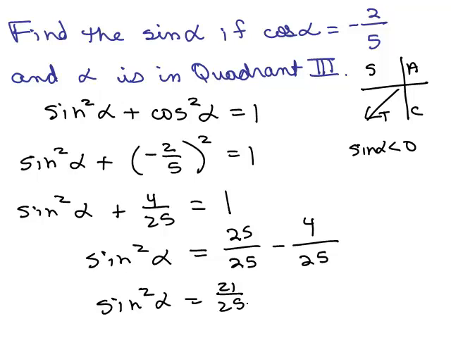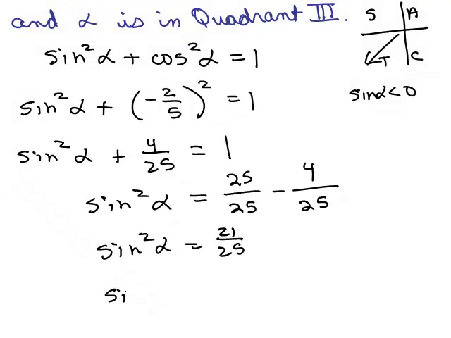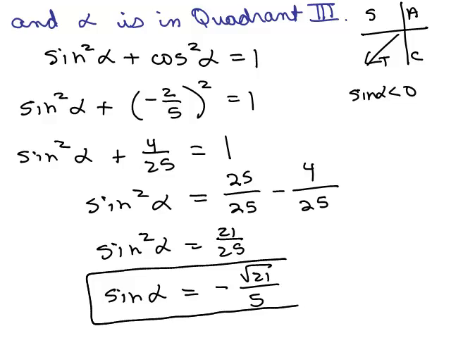21/25. All right, now if you were just solving this equation and alpha could be anything, then of course you would take the square root and remember to put plus or minus. But because this particular problem tells us that alpha is in quadrant 3, in this particular case the sine has to be negative. So when you take the square root, you're going to get the sine of alpha with the minus sign. So the square root of the top, square root of 21, square root of the bottom is 5. It's already rationalized, and that's our answer.